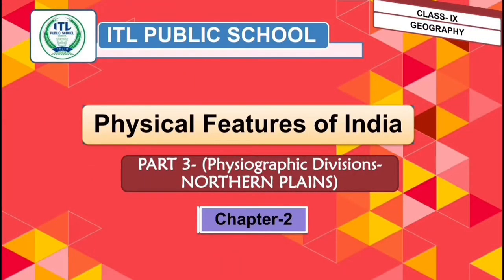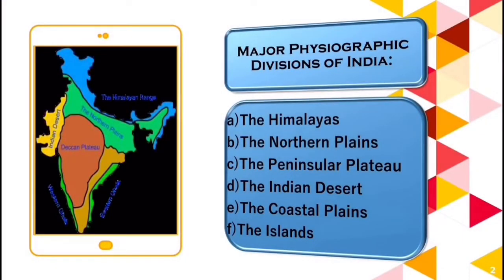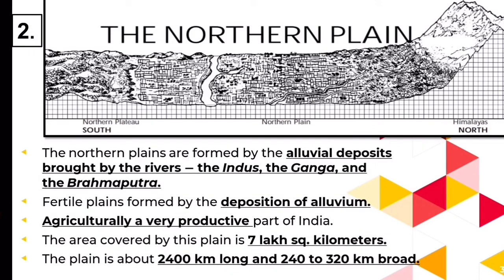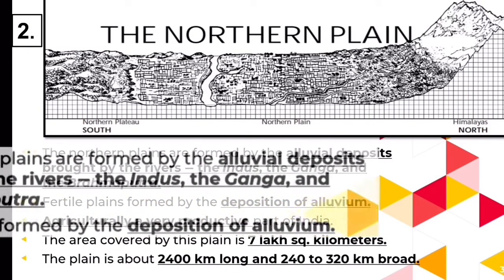Today we will be covering the second most important physiographic division, that is the Northern Plains. So let's have a look. Northern Plains is a fertile stretch of sediments in the northern part of India. Now how was it composed?